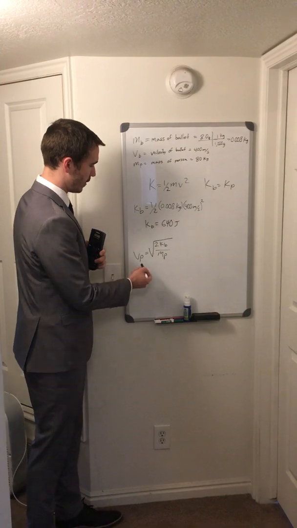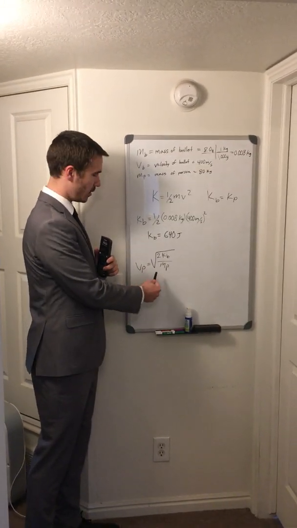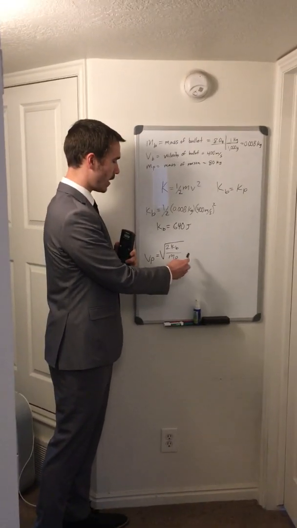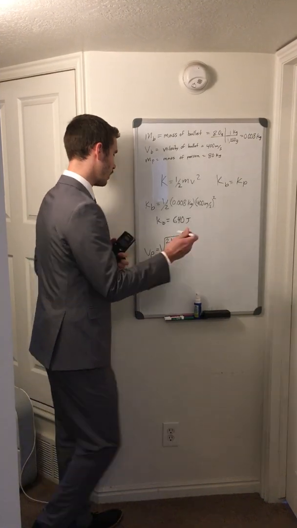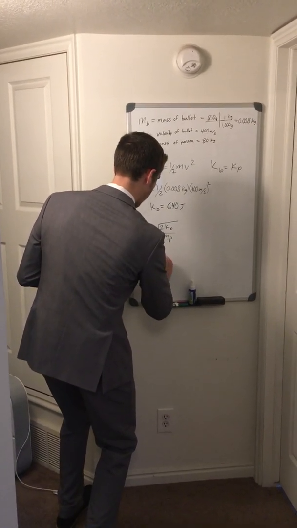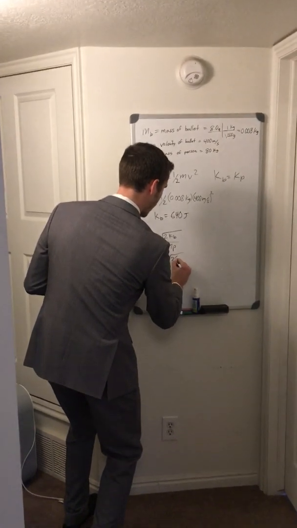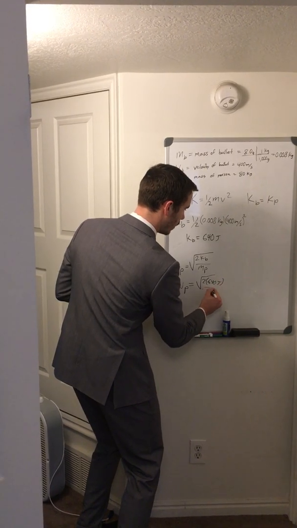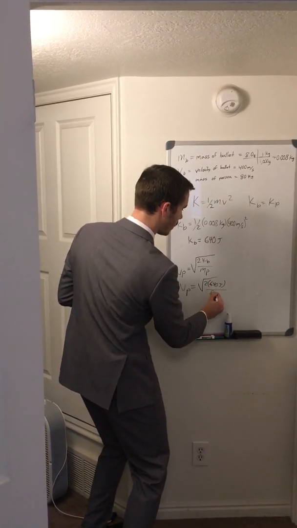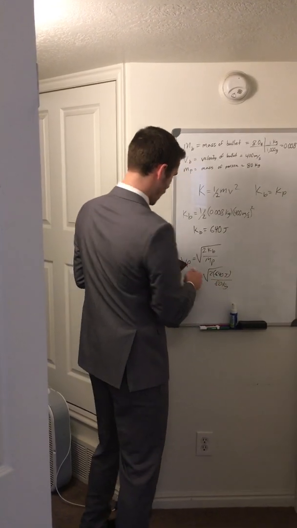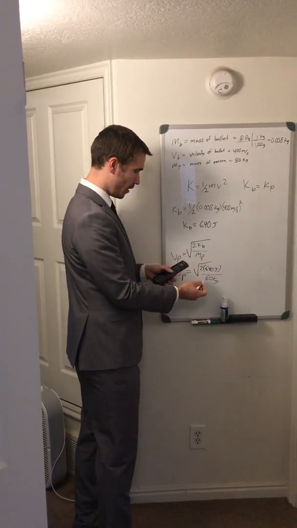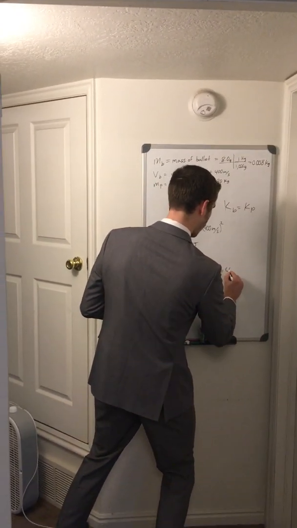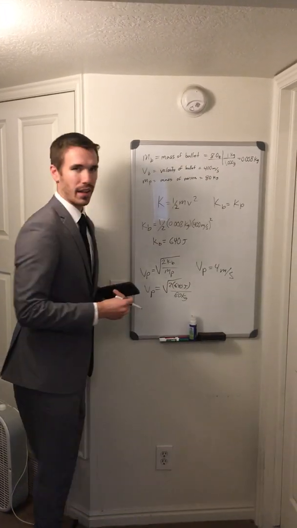So what we end up getting is this equation here. The velocity of the person equals the square root of 2 times the kinetic energy of the bullet divided by the mass of the person. If we input the information we have, we get the square root of 2 times the kinetic energy, which is 640 joules, divided by the mass, which was 80 kilograms. Once we enter this into our calculator and solve, we should get that the velocity of the person equals 4 meters per second. And that's the answer to this question.